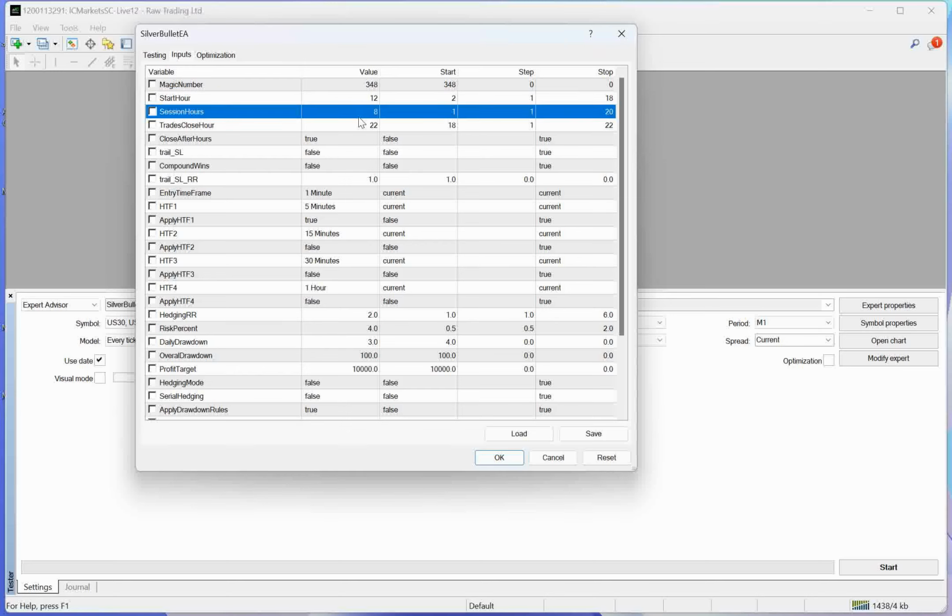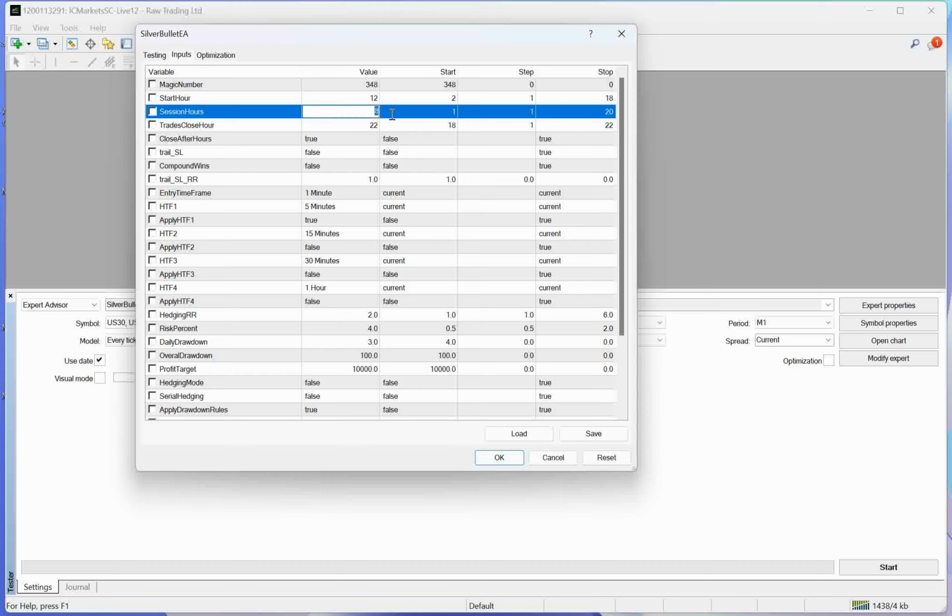Then session hours. If you just want to trade from 12 to 1, then your session hours will be 1 hour, so you just put 1 there. In the initial version, I had start hour and stop hour manually, but I had to change that because it was taking long when I was optimizing it that way. Just don't ask me how, just believe me, it was taking long. At the moment, I have 8.